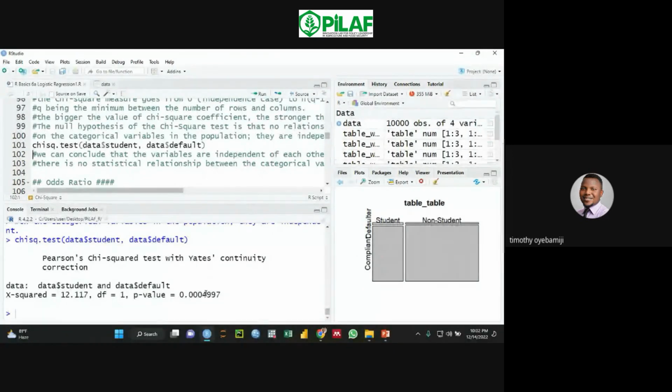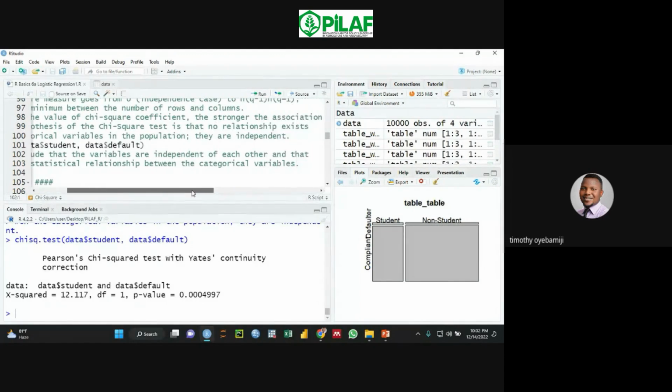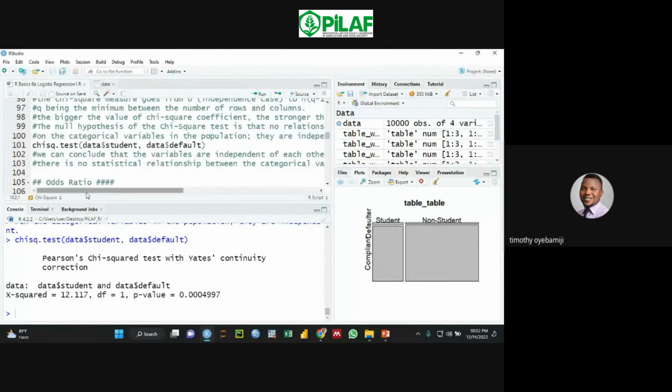So because this is less than 0.05, we reject the null hypothesis. Remember, the null hypothesis of the test is that no relationship exists between the variables. So if we are rejecting the null hypothesis, we are saying that there's a relationship between the two. All right.